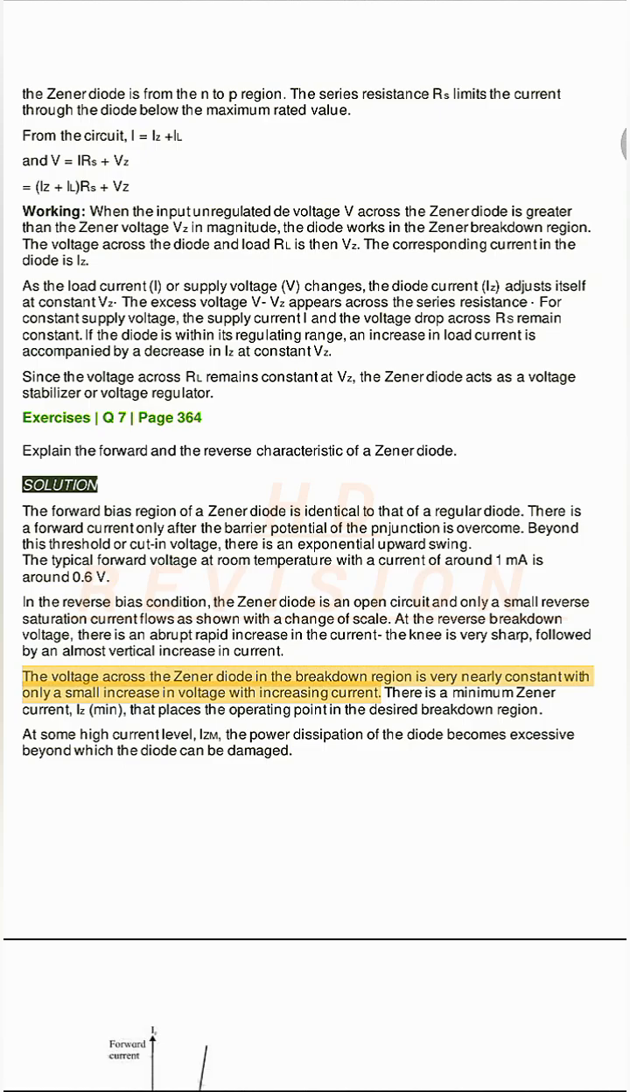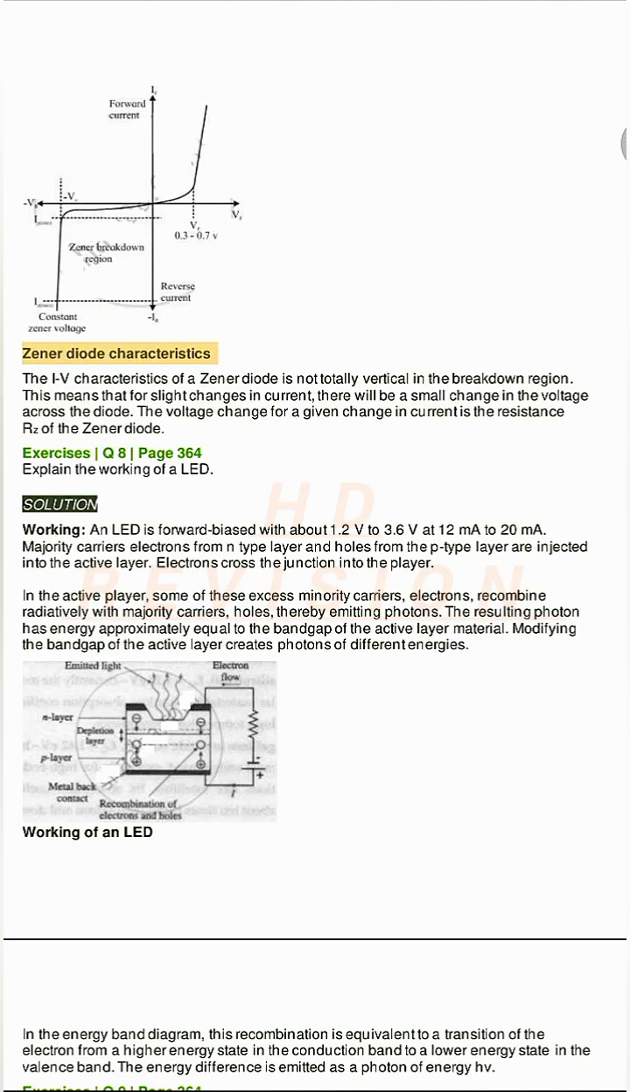voltage with increasing current. There is a minimum Zener current, IZ min, that places the operating point in the desired breakdown region. At some high current level, IZM, the power dissipation of the diode becomes excessive, beyond which the diode can be damaged. Zener diode characteristics. The IV characteristics of a Zener diode is not totally vertical in the breakdown region. This means that for slight changes in current, there will be a small change in the voltage across the diode. The voltage change for a given change in current is the resistance RZ of the Zener diode.